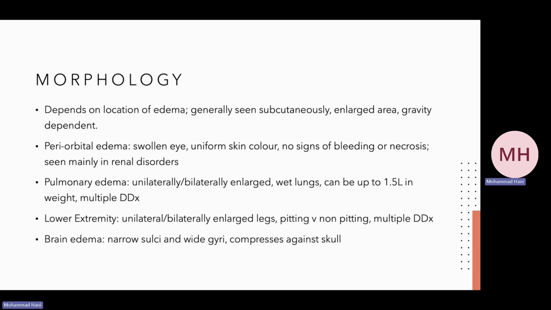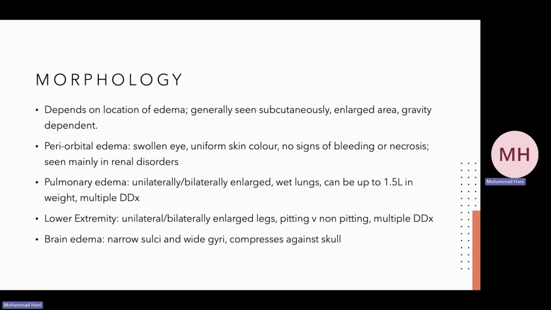Another thing you can also have is brain edema, whose morphology is narrow sulci with wide gyri. This is dangerous because it compresses the brain against the skull, and then there can also be a risk of herniations, which could be very dangerous.